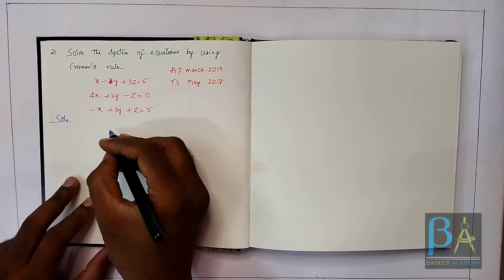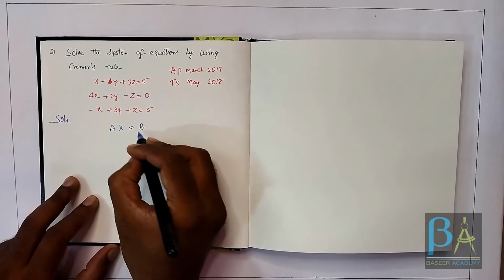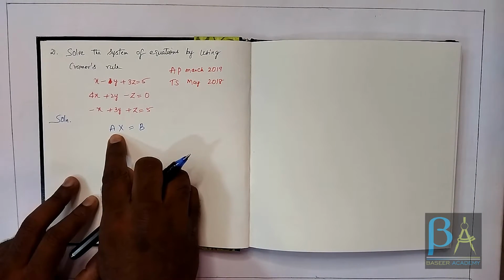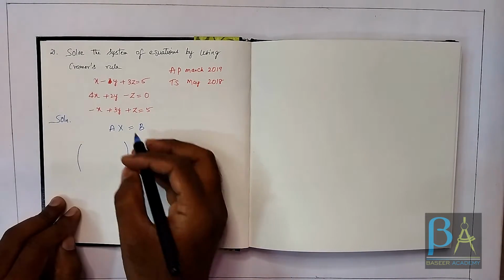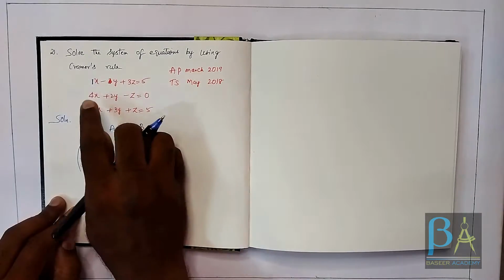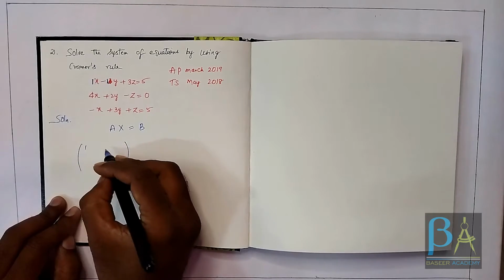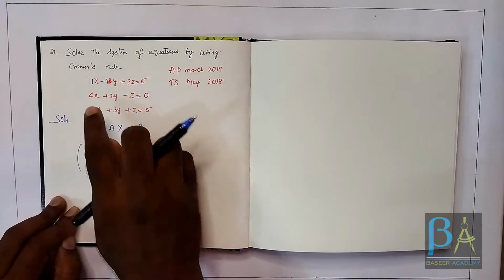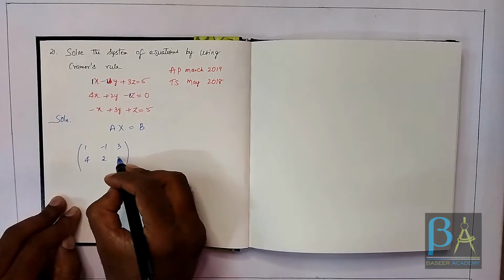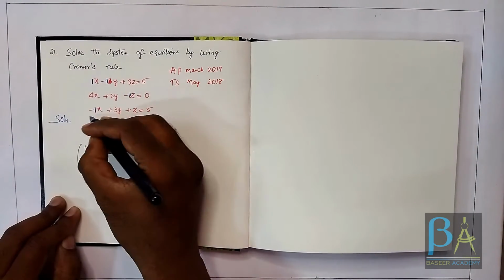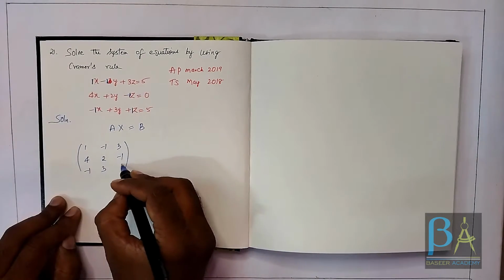The first thing that you do is you write the given system of equations in the form of AX is equal to B, where A is known as the coefficient matrix. How do you find out the coefficient matrix? That's pretty easy. You just have to write down the coefficients. The coefficients here are 1, minus 1 and 3, 4, 2 and minus 1. Here the coefficients are minus 1, 3 and plus 1.